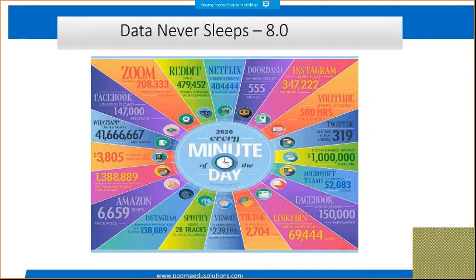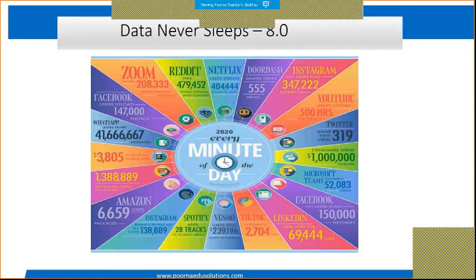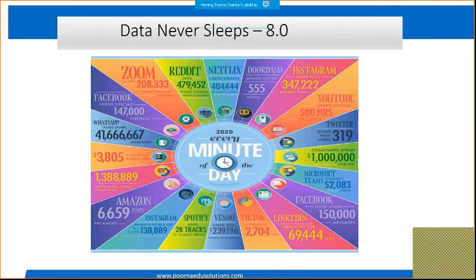According to the statistics, let us take YouTube, 500 hours of video is being uploaded in 1 minute. Can you imagine? 500 hours of video in 1 minute uploaded on YouTube. And 319 users are joining Twitter. I would say Facebook has 150,000 shares in 1 minute. LinkedIn has 69,000 plus job searches in 1 minute. TikTok again has 2,700 posts.